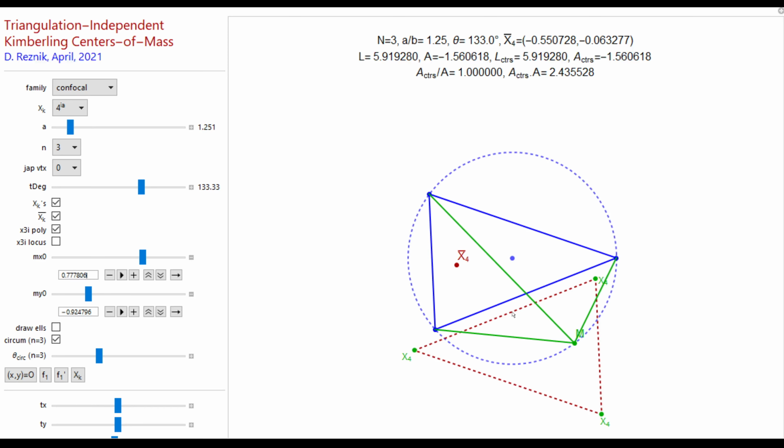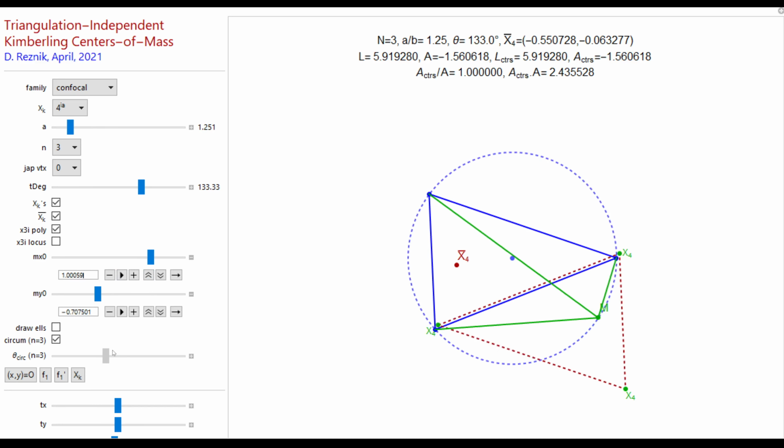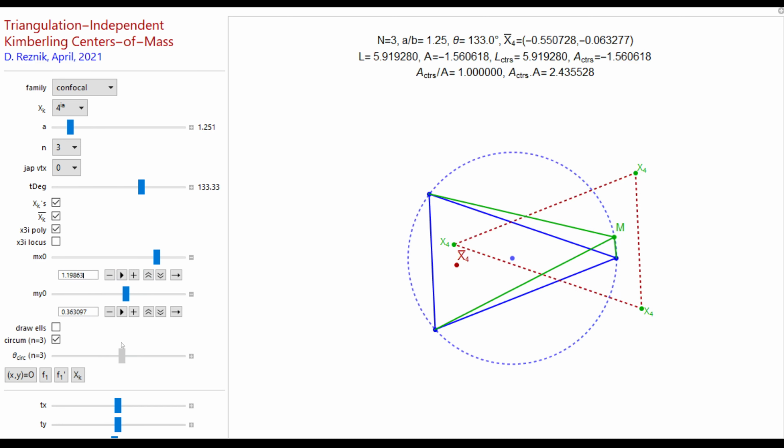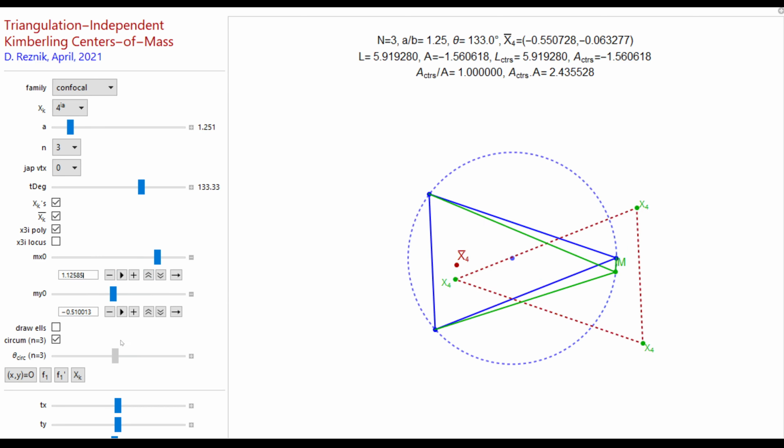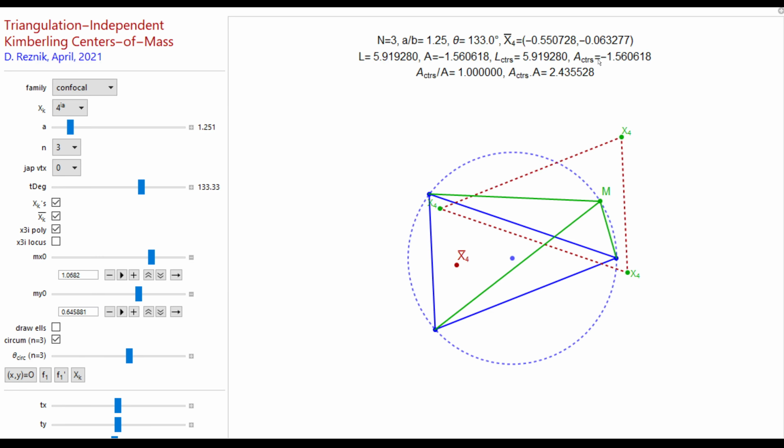Now, the remark here is that so long as M is on the circumcircle, the triangle formed by the three orthocenters is a reverse homothety. It's identical modulo a reflection to the original triangle. So I can actually move M along the circumcircle, and I can watch that neither my area changes, reported over here, nor my perimeter changes, and that this perimeter is equal to this other perimeter here, the perimeter of the original triangle.